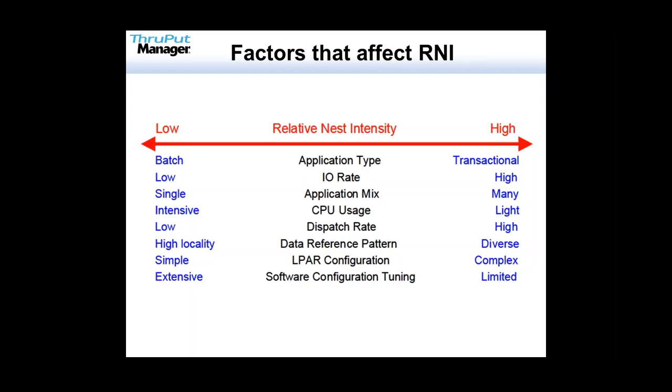Now, this table is taken from the LSPR doc as well. One of the main points that IBM makes is that many of the factors that affect RNI are simply out of our control. Generally speaking, applications are what they are, the flavors that they exhibit, and what have you. What I'd like to talk about are the factors that we can control. So let's just step through a few of these.